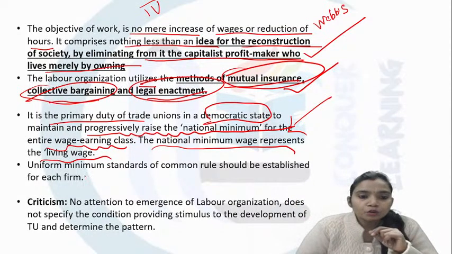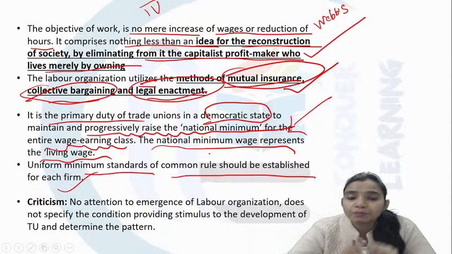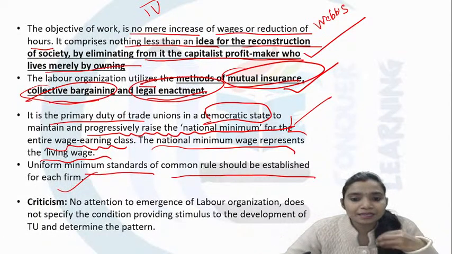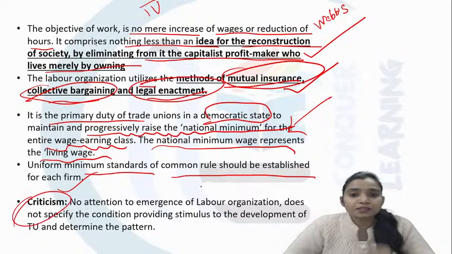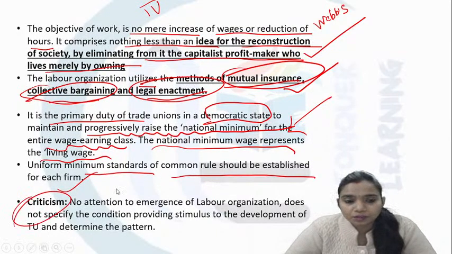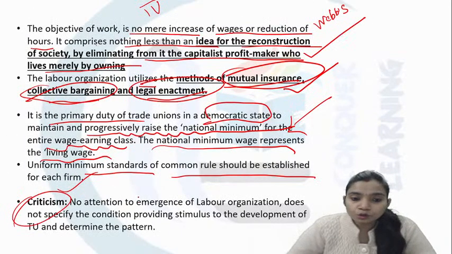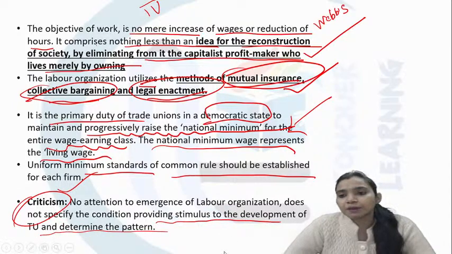First point, uniform minimum standards of the common rule should be established in each firm, and there should be minimum rules available in every organization. Criticism. What was the criticism for this particular theory? No attention to the emergence of labor organization; it does not specify the condition of providing stimulus to the development of trade union and determine the pattern.